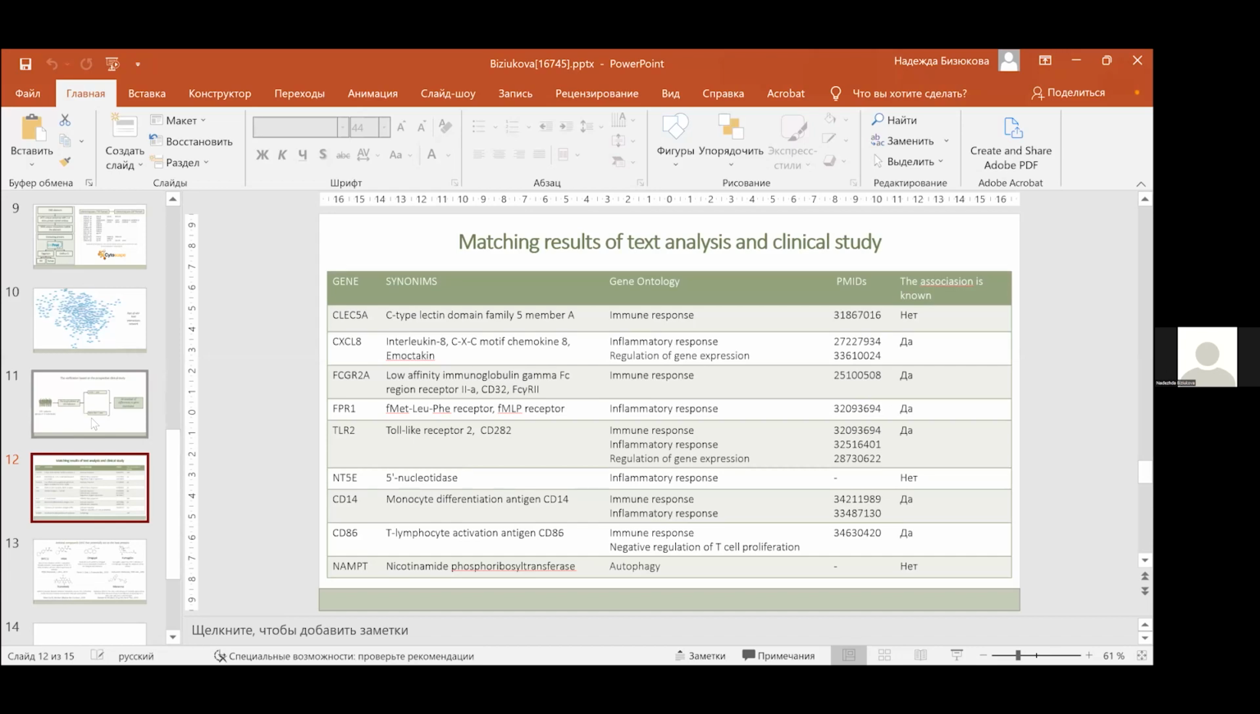Some of them overlap with the results of the text mining approach. For interactions, there is literature data on involvement in the pathogenesis of HIV. For those not accompanied by literature evidence, there is an assumption based on the pathogenesis of other viruses that affect the human immune system.